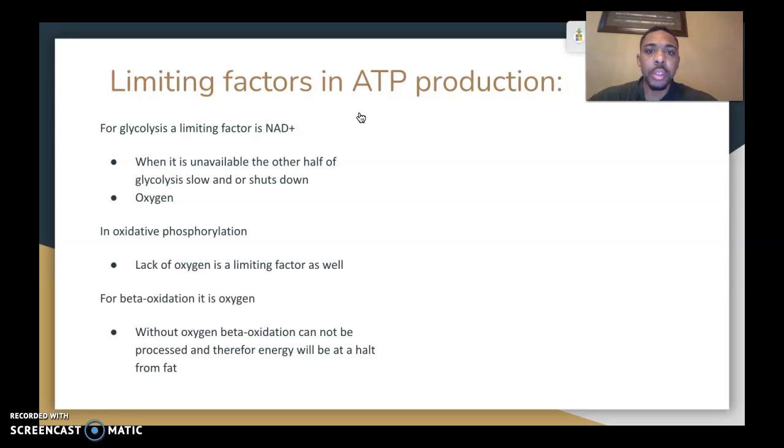So, limiting factors in ATP production. From glycolysis, the limiting factor is NAD. When it is unavailable, the other half of glycolysis is slow or shuts down. According to the text, oxygen has been an inhibitor to glycolysis. In oxidative phosphorylation, lack of oxygen is also a limiting factor. And for beta oxidation, oxygen is another limiting factor. For beta oxidation, it is required to have oxygen in order for it to complete its process.